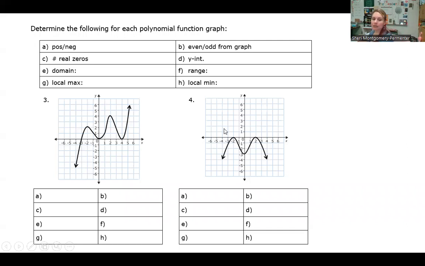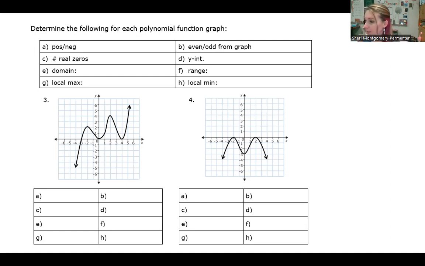On to the back. So on the back, we're going to be looking at the graphs and kind of working backwards. So when we look at the graph, we're going to be identifying certain things. Is it positive or negative? Is it even or odd? The number of real zeros, y-intercept, domain and range, and then local maximum and minimum. So the first question is whether or not it is positive or negative.